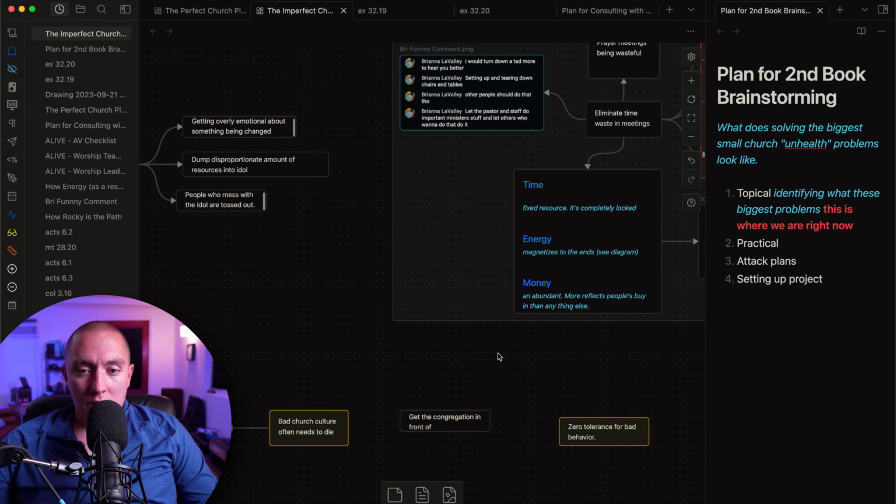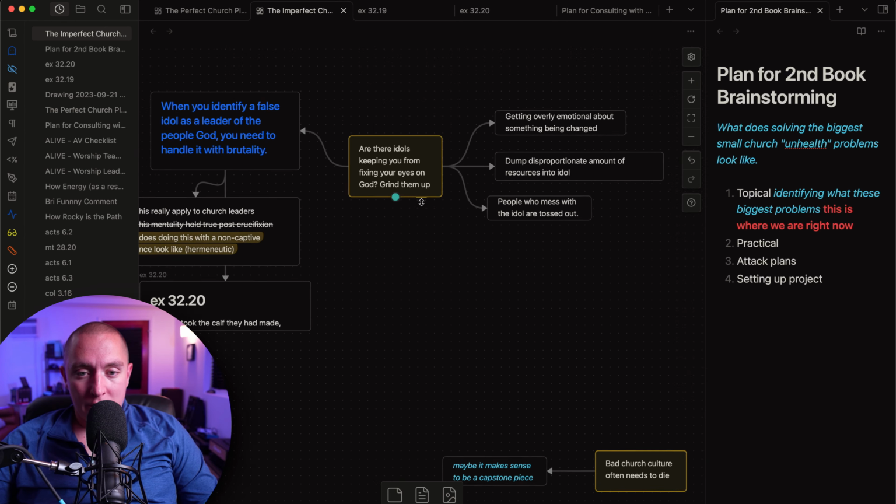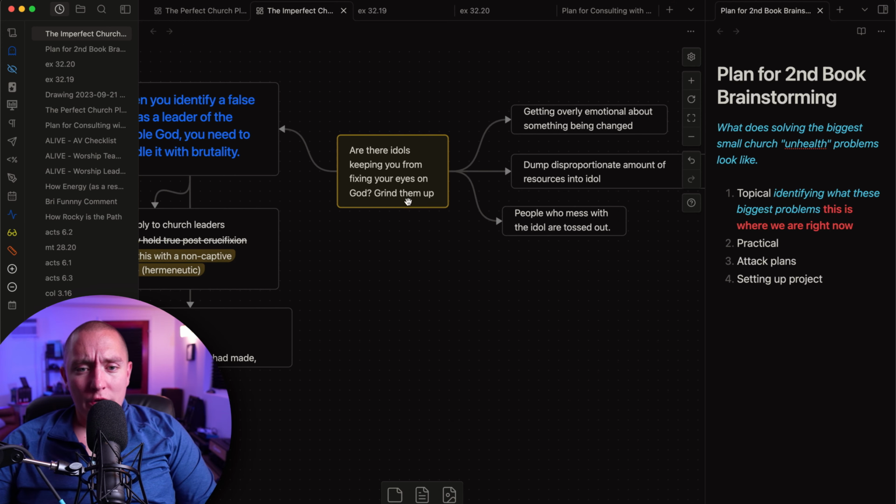So I think here an important thing that is going to kind of hedge in here.